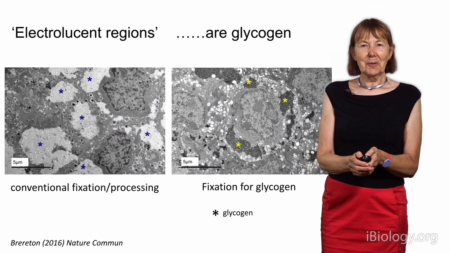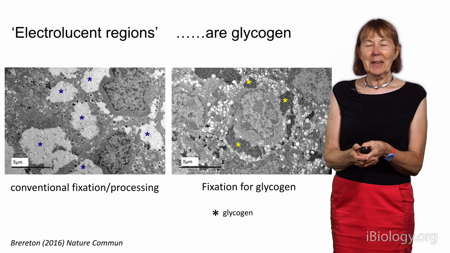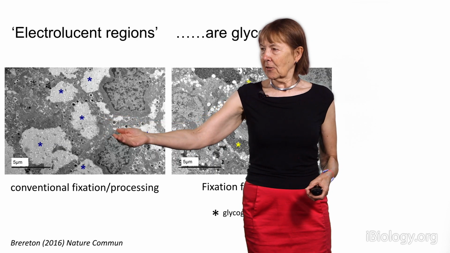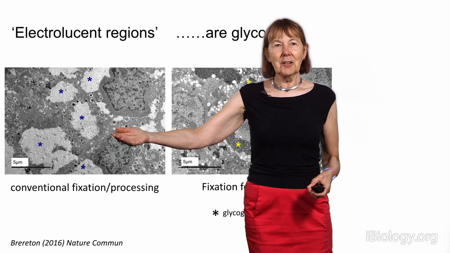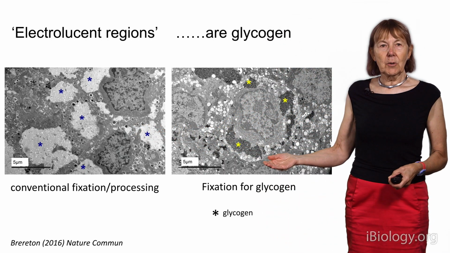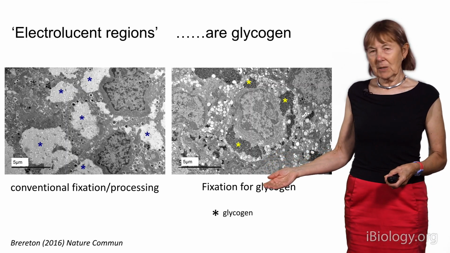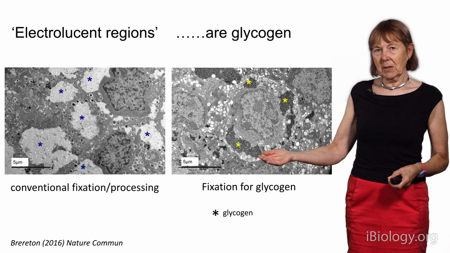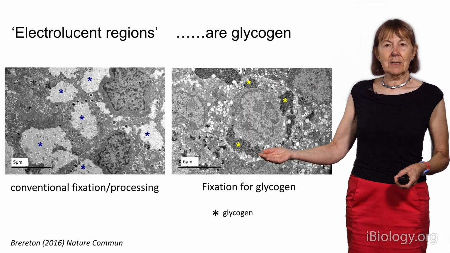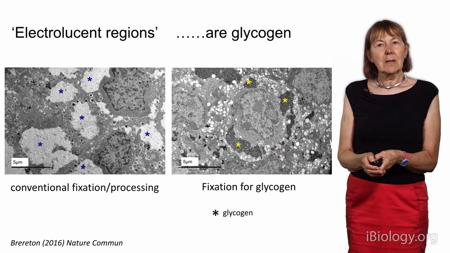So what you may have noticed, if you've been paying attention, is that the diabetic islets seem to be full, not only of this kind of electrolucent material. And we had a long time trying to figure out what this was, but it turned out that this was actually glycogen, which washes out of cells when they're subject to normal fixation. But if you use a different fixation, specifically for glycogen, then you can see all the glycogen particles here. So not only are the pancreatic beta cells losing their insulin granules, they're also gaining a lot of glycogen. And the question is, why are they doing that?